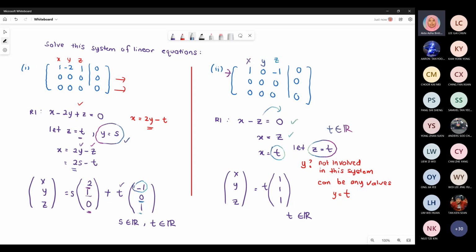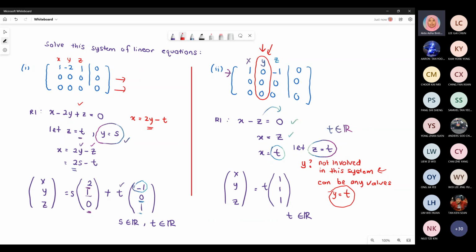Based on this, what is your y? You don't have any information for y here. If you have this condition, it means this variable is not involved in this system of linear equations. It means you can put any value for y, because the value of y will not affect your system. Therefore we need to let y be equal to t.